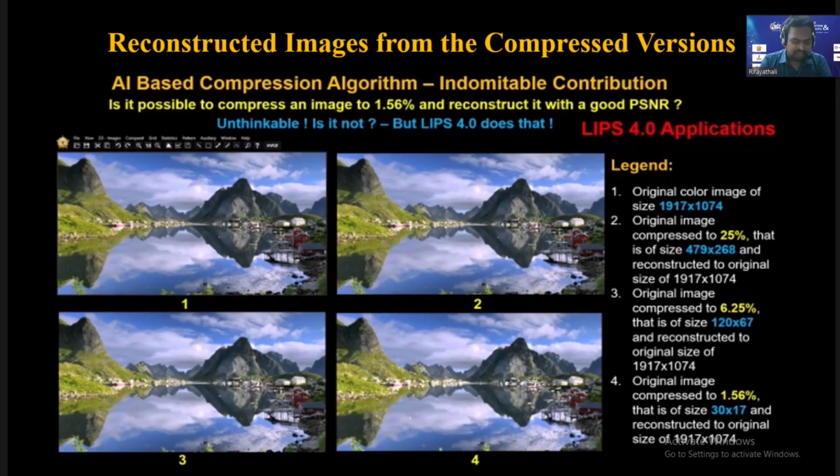First image, the original color image of size 1917 into 1074. Second, the original image compressed to 25%, that is of size 479 into 268 and reconstructed to the original size of 1917 into 1074. Third image, the original image compressed to 6.25% and of size 120 into 67 and reconstructed to the original size of 1917 and 1074. Fourth image, the original image compressed to 1.56%, that is of size 30 into 17 and reconstructed to the original size of 1917 into 1074.